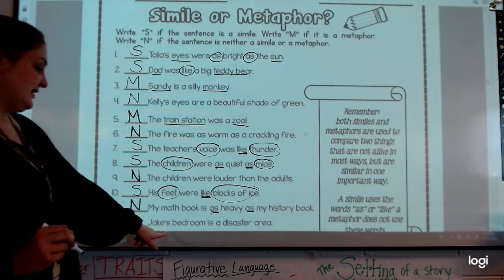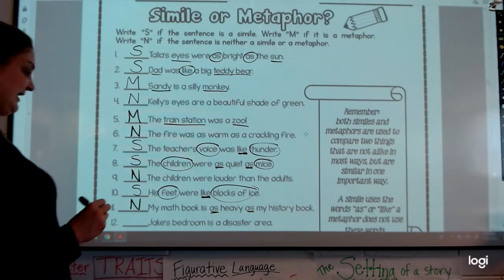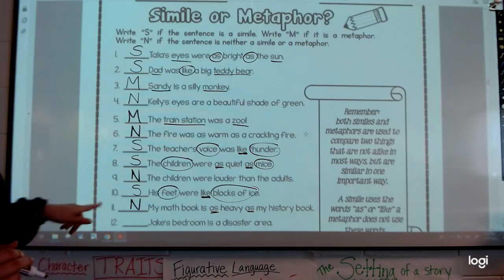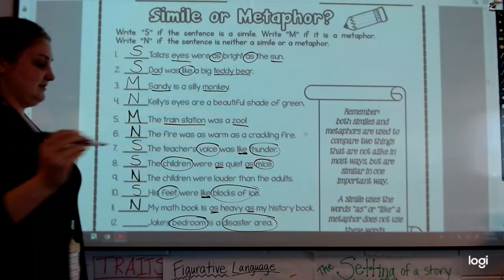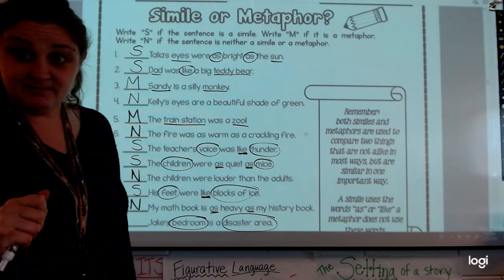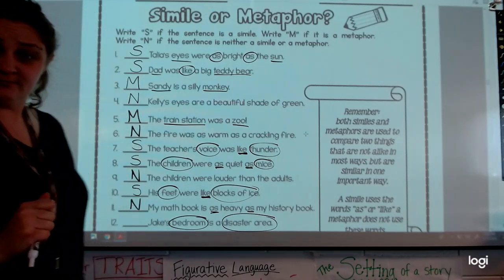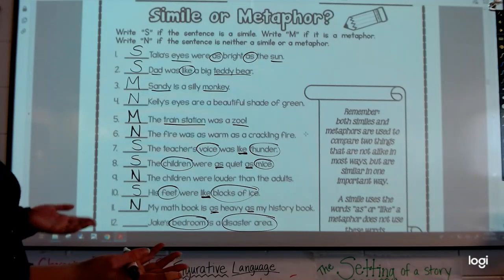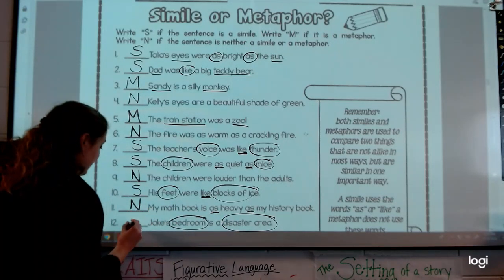Number 12. Jake's bedroom is a disaster area. Okay? I don't see like or as, so it cannot be a simile. So let's see if it's a metaphor. All right, seems to be comparing Jake's bedroom to a disaster area. Now, a disaster area is a pretty severe situation, right? Most bedrooms are not like a disaster area. So this would be a metaphor, right? They're comparing his bedroom to something that's mostly not like a bedroom at all, aside from the fact that both of them are messy. Okay, so this one would be a metaphor.